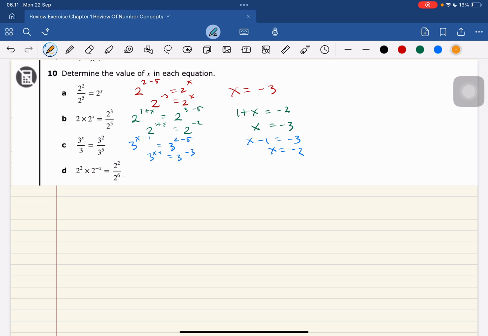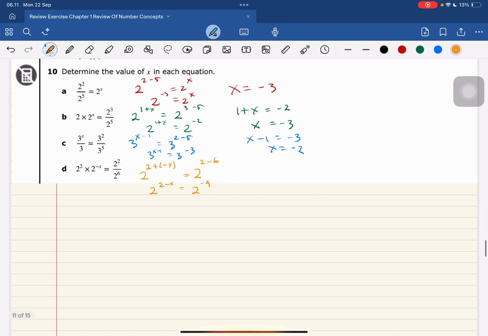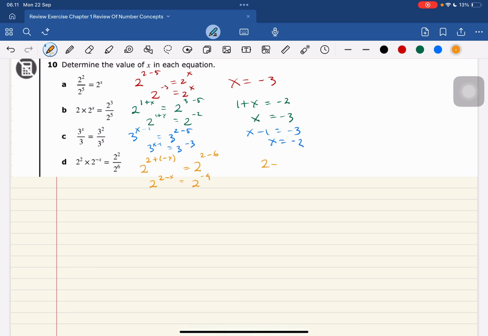Next, we got 2^(2 minus x) equal to 2^(2 minus 6). So it's going to be 2^(2 minus x) equal to 2^(minus 4). So this is 2 minus x equal to minus 4. So 2 plus 4 equal to x. So x equal to 6.